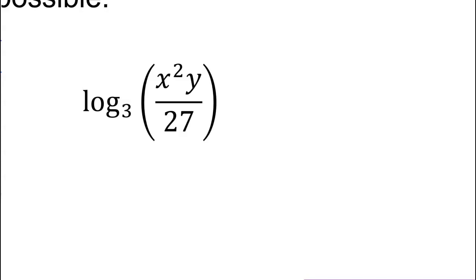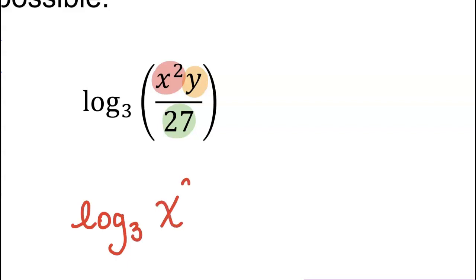So let's separate these three things out, okay? What I mean by three things is x squared is the first, y is the second, and 27 is the third thing that I see. So I'm going to separate these out, okay? So write log base 3 of the first thing, x squared.